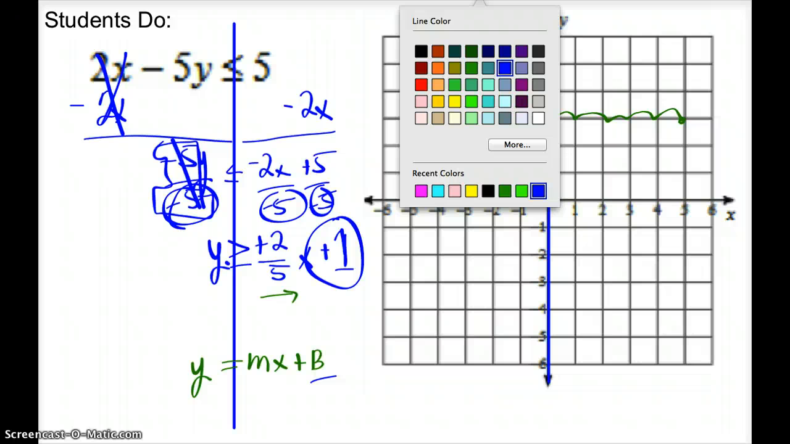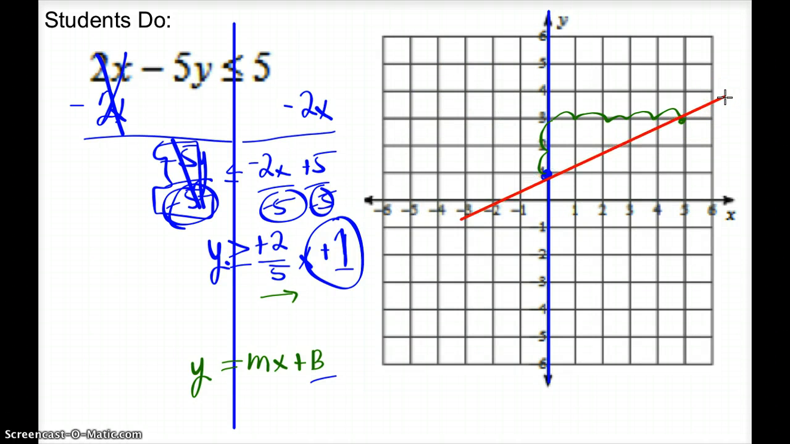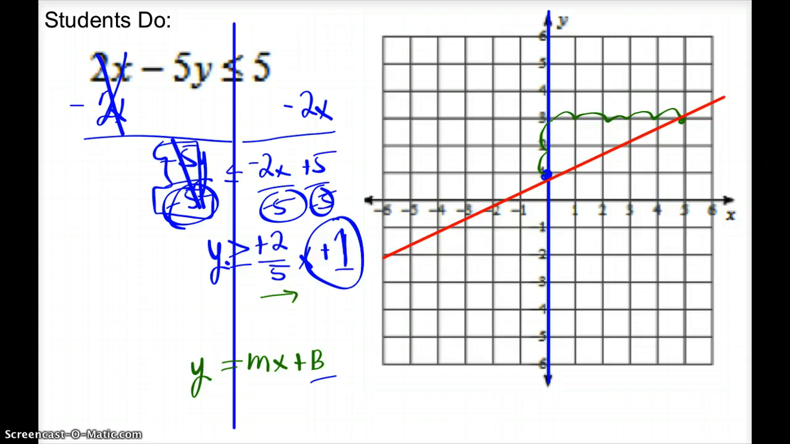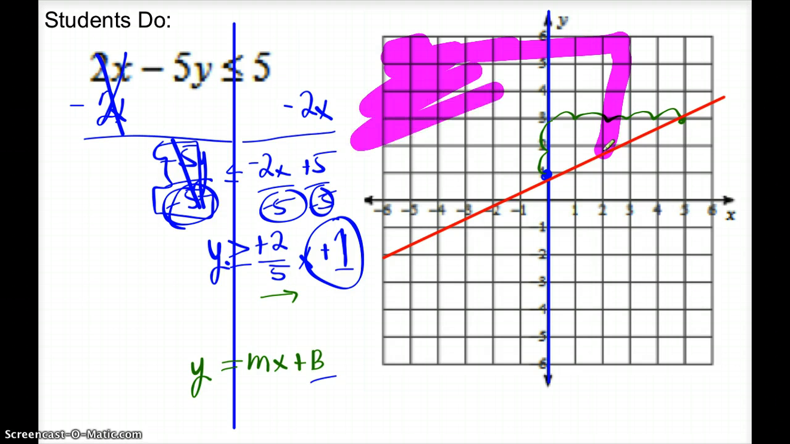Let's pick a different color. That looks good. Solid line, not dotted, and shade it up. You can pick a point anywhere you want. That looks good. Go up. Cool. This is what I'm shading: everything above the line.